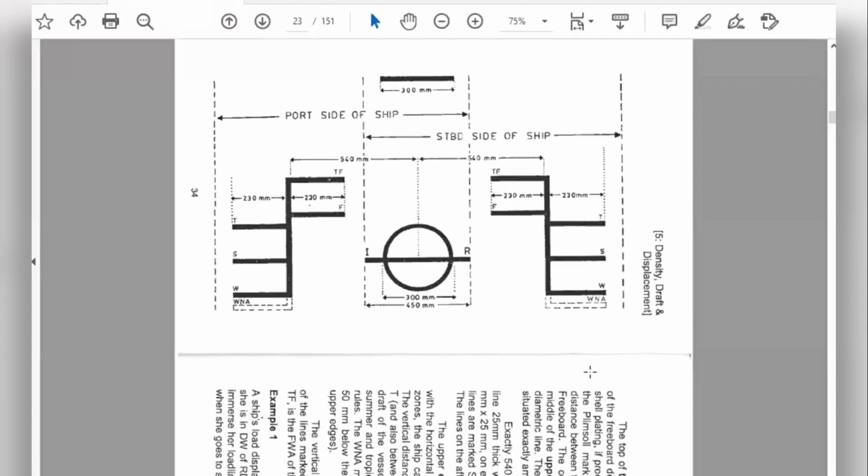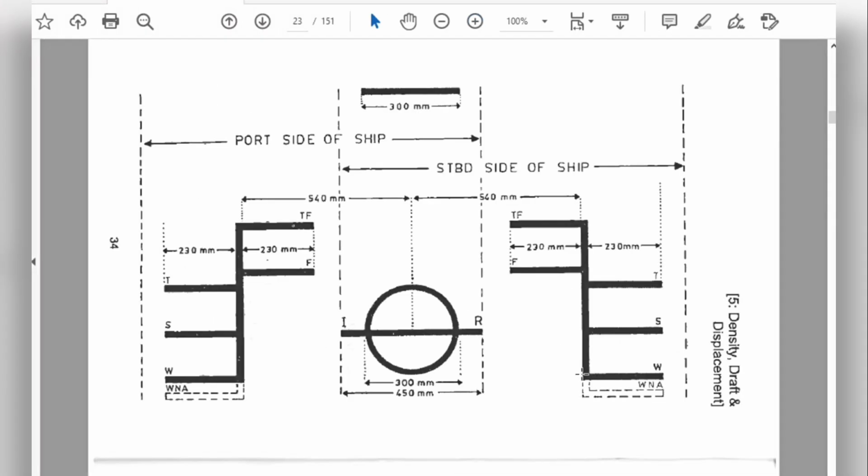Anybody in the class? I'm just showing you the diagram. Let me just show you the diagram first. Let me know when you can see my screen. Yes, sir. Okay, all right. So now if I am at Chennai, say I am at summer. So if I load up to the summer mark, up to this mark at Chennai, now I go from Chennai to Haldia. And let's say Haldia is fresh water. Supposing Haldia is fresh water.